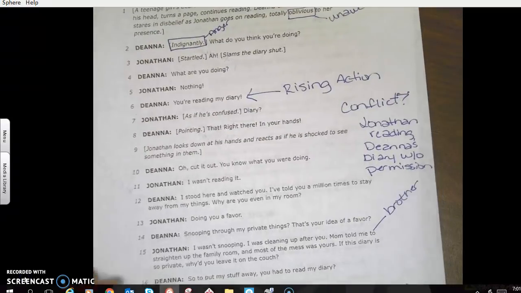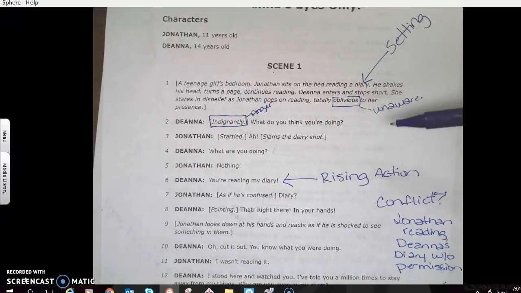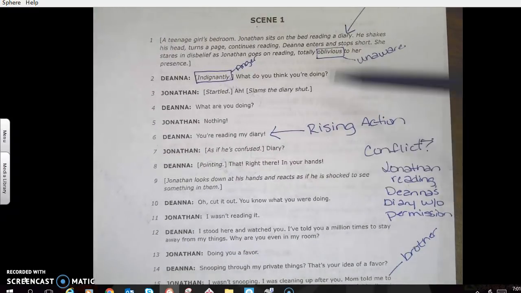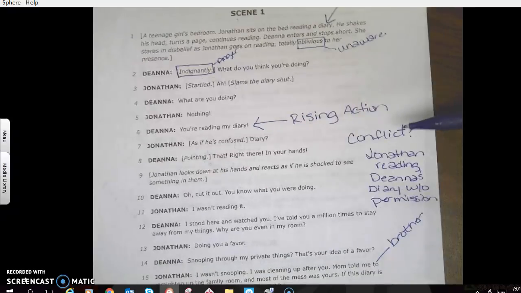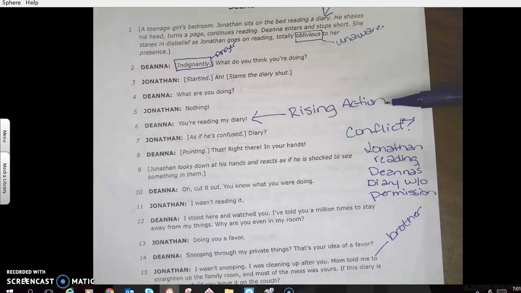Okay, so you should have noted that this is the setting. Scene 1 is in her room as she comes in and sees him reading the diary. The rising action is that he is in there reading it. Remember, conflict is introduced usually during the rising action. It kind of gets the party started. You figure out what's the problem going on.